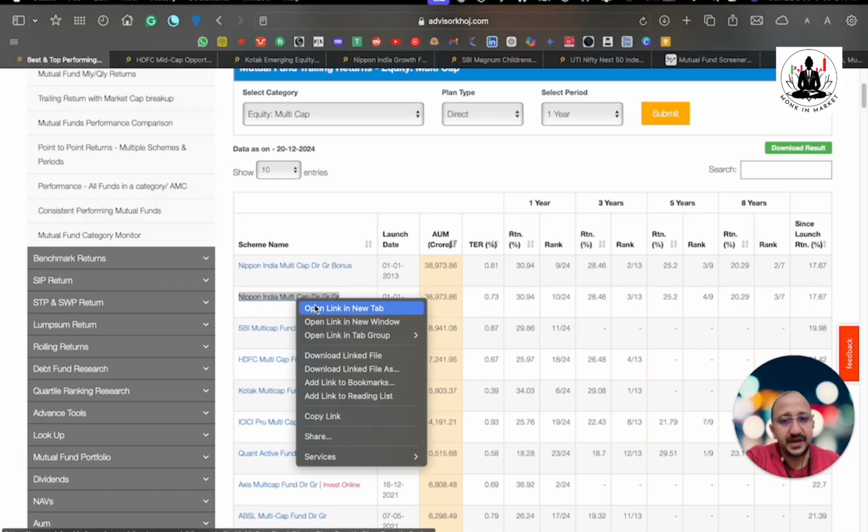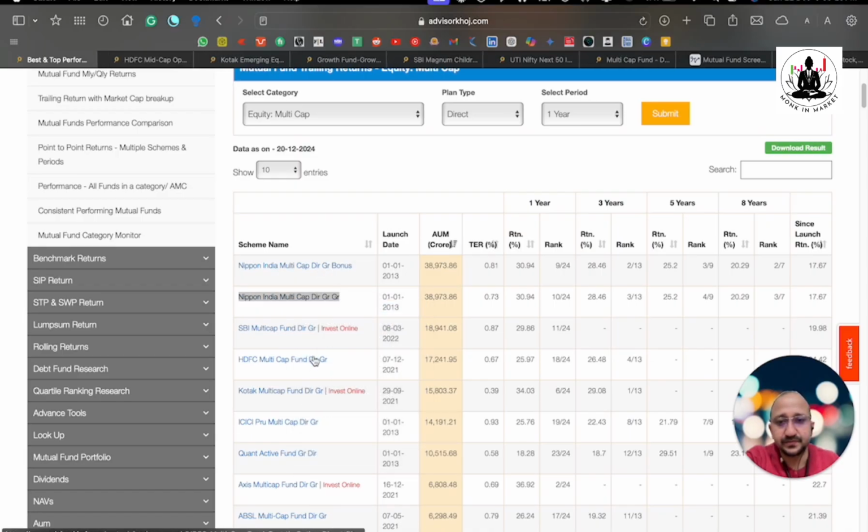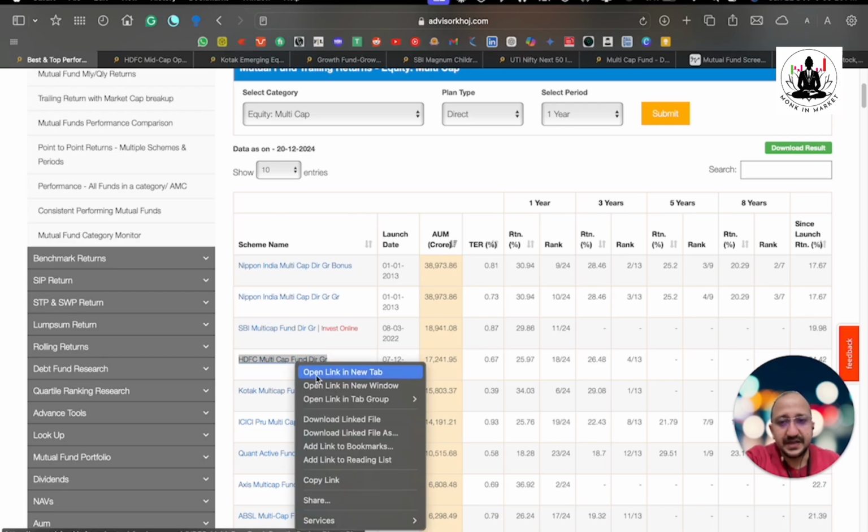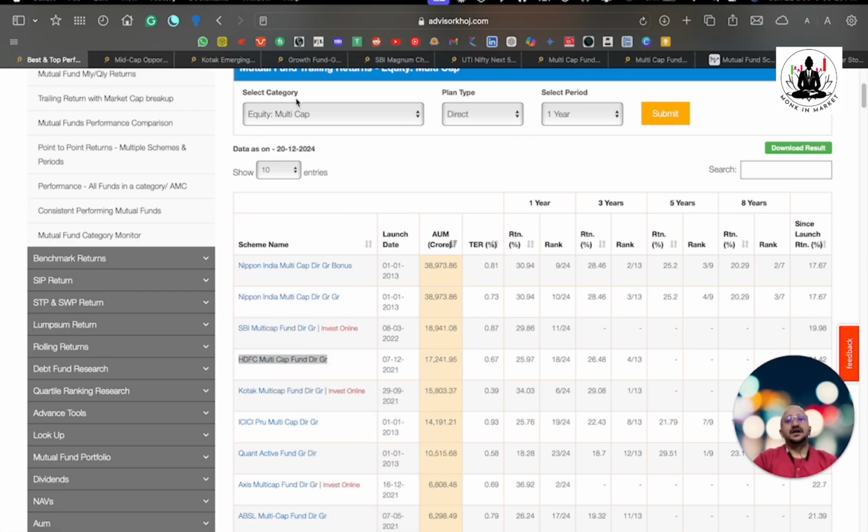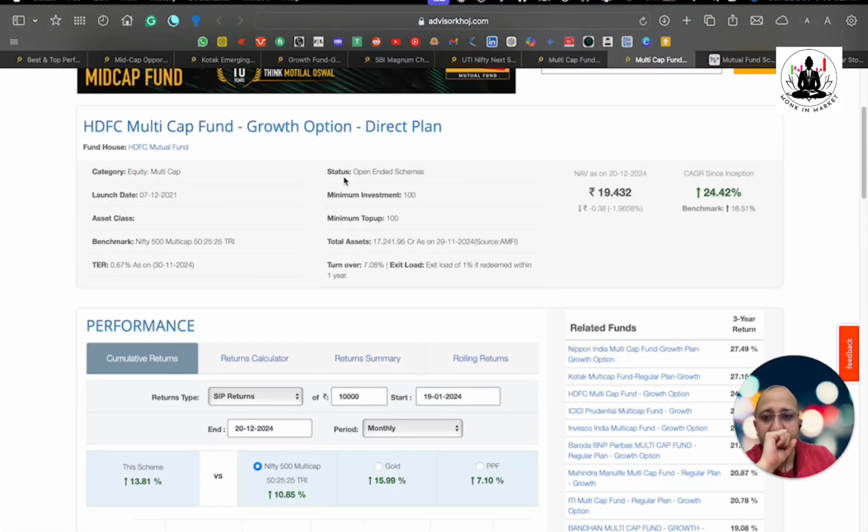Nippon India Direct Growth Plan. HDFC Multicap. Let's see this one. Guys, let me show you another website as well. So HDFC Multicap Growth Option. Growth Option. I know you must be knowing now.